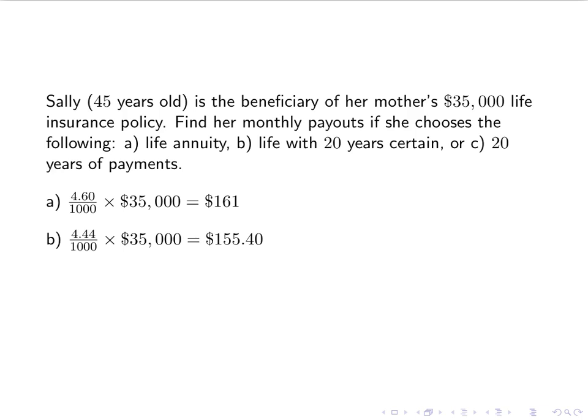The last option is just getting paid out over 20 years. So there's no life annuity, it's just 20 years of payments. So that is options 1 and 2. So 20 years goes to the amount of 566. So again, we divide by 1,000, multiply by 35,000. That's $198.10. Okay. So for the life annuity, it's a lot less, but she could live another 50 years, in which case she'll end up getting a lot more than she would in C's case.